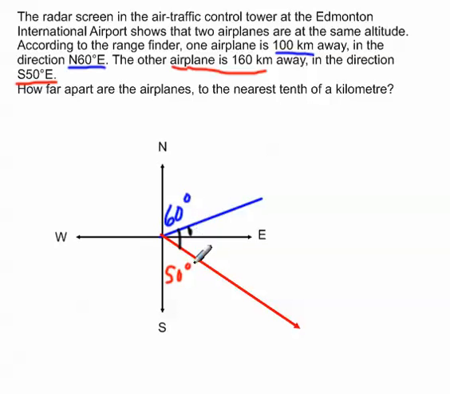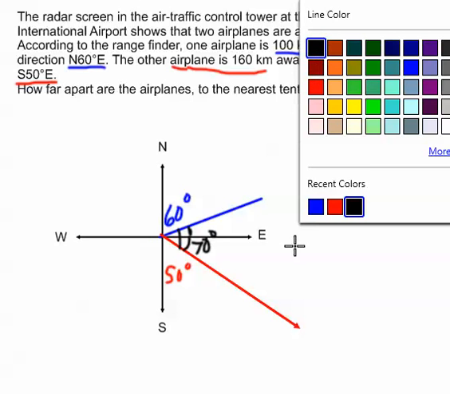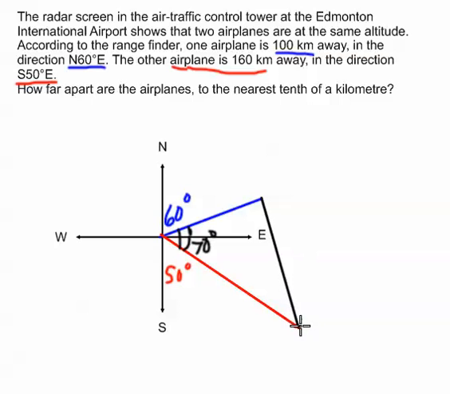Now the angle up here will be 30 degrees because that's what's left between the blue line and east. This angle will be 40 degrees because that's what's left between the red line and east. So 30 plus 40 is 70 degrees. So that means this whole angle is 70 degrees. Now we also need a line connecting our two planes because we're asked how far apart are the planes. So what we're trying to find is that black distance.